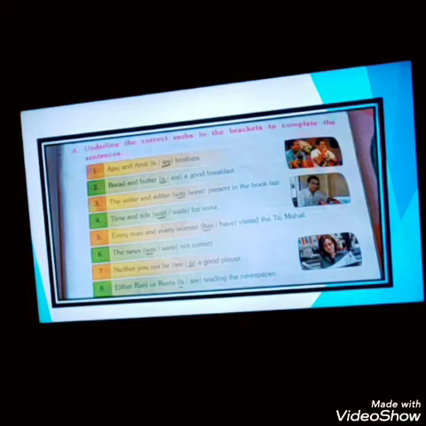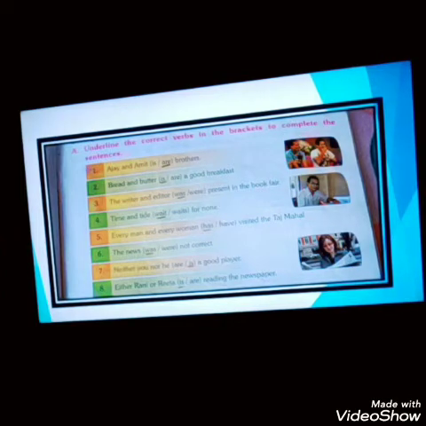Time and tide wait for none. Every man and every woman has visited the Taj Mahal. The news was not correct. Neither you nor he is a good player. Either Rani or Rita is reading the newspaper. When we are talking about one, we use is, was, has. And when we are talking about more than one, we use are, were, have.